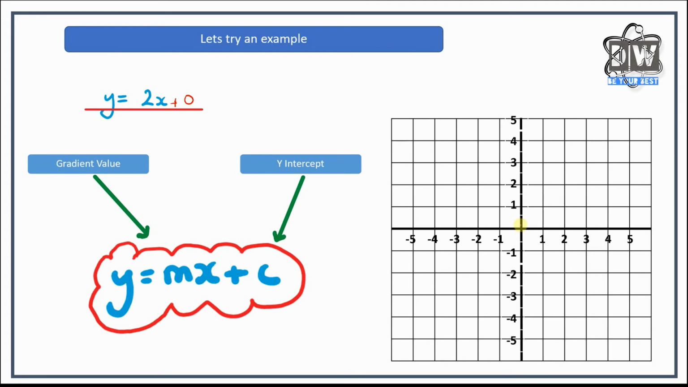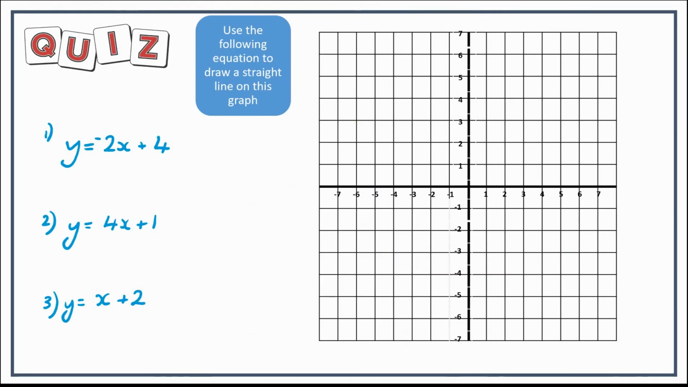Okay, so starting point is 0. Then we're going to go out 1, up 2, out 1, up 2. Can't go any further there. Out 1, down 2, out 1, down 2, out 1, down 2. Right, and then let's get our ruler out, match up the points and see if we're right. And there we go.